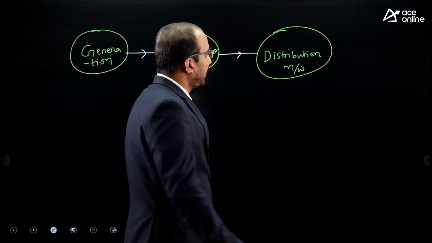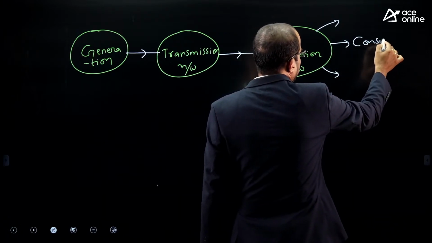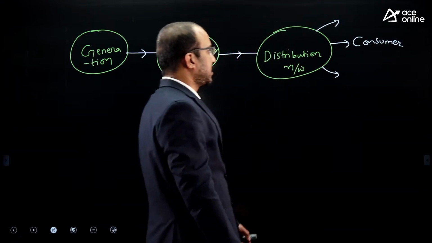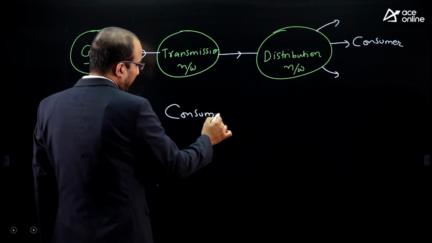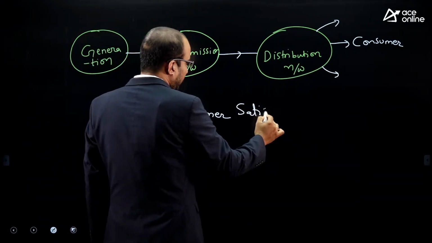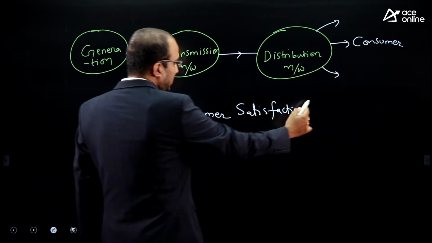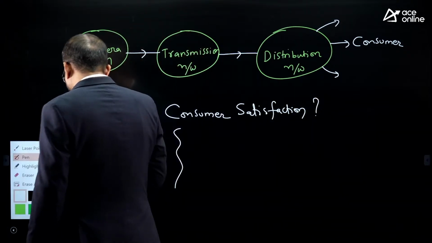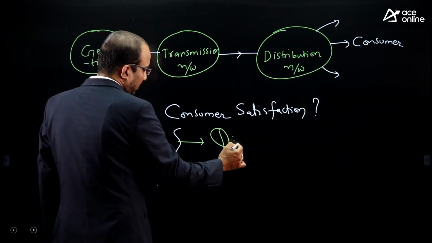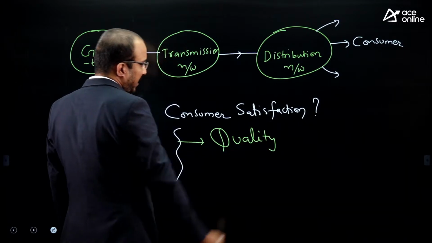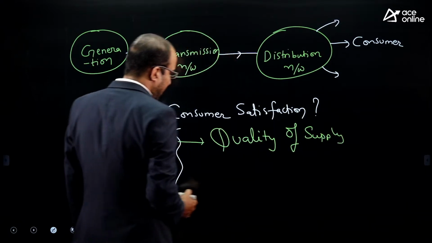So the consumer will be connected to this distribution network. So when will the consumer be satisfied? Consumer satisfaction depends on what? The consumer will be satisfied when we satisfy two aspects. One is in terms of quality. Quality of supply should be provided.